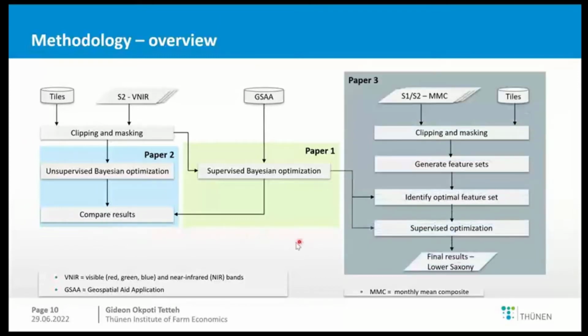So in the third paper, here I used Sentinel-1 and Sentinel-2 using monthly bin composites. The same procedure: clipping the images to the tiles and then removing non-agricultural areas, creating some feature sets, identifying the optimal feature sets, and then finally segmenting the agricultural parcels in Lower Saxony.